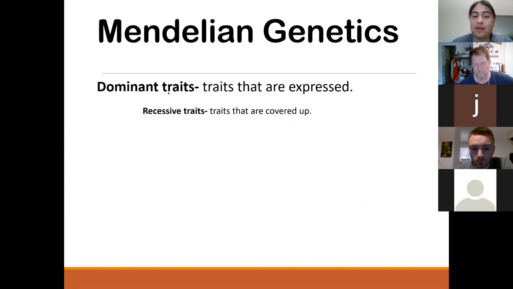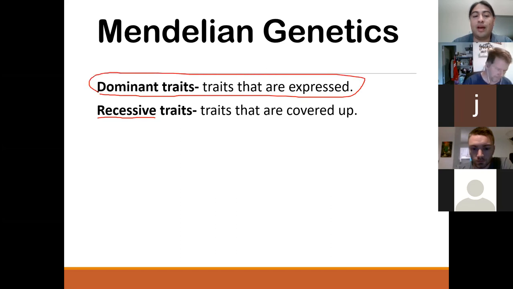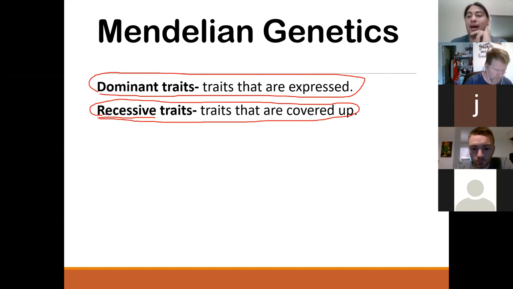The other trait is going to be called the recessive trait. So the dominant trait is the one that is going to be expressed, and the recessive trait is the one that is going to be covered up. Say for example, I have brown eyes, which is this one over here. But say, for example, my wife has blue eyes, so she's going to have blue eyes over here. Since the dominant trait is the one that is going to be expressed, my gametes most likely are going to have the dominant trait, and then my wife is going to be providing her trait, which is blue eyes.